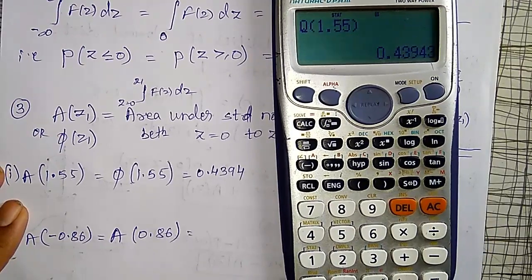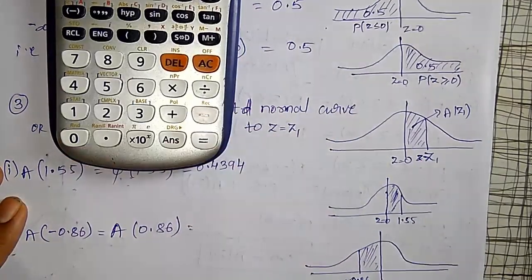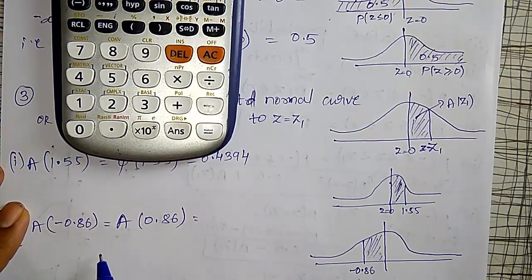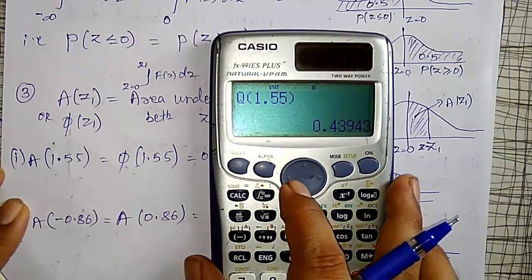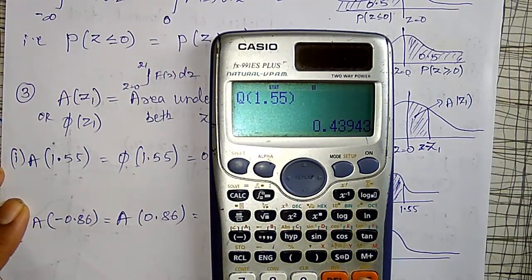Now the area of minus 0.86. Area of minus 0.86 is nothing but area of plus 0.86, the same, because the curve is symmetric on both sides. If you take that area, it will remain the same. That is given in the calculator already. How to use it, once again I will explain.